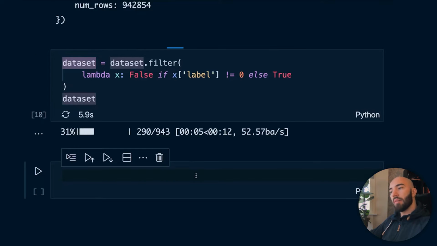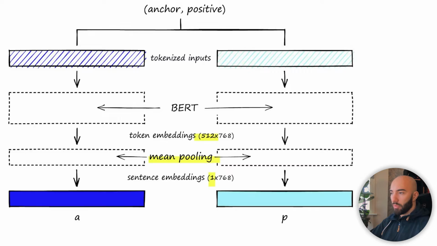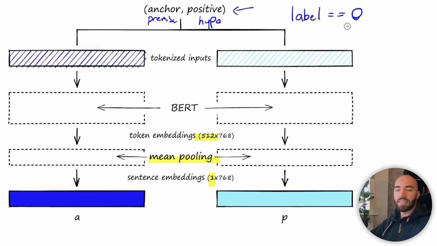Now, while that's running, let me show you some visuals of how this will work. Okay, so what we have here is that anchor positive pair from before. So here our anchor would be, I think, the premise, and the positive would be our hypothesis. But it would obviously only be rows where the label is equal to 0, which is the entailment label.